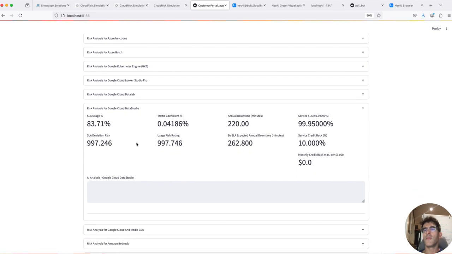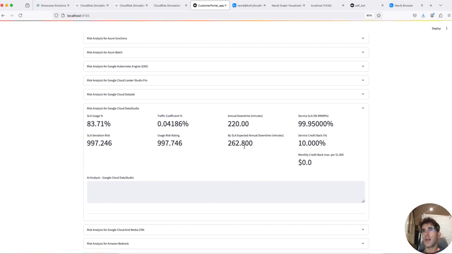Google Cloud Data Studio has used 83% of its SLA. The SLA service is at 99.95%, as is traditional for Google Cloud products. The risk deviation rating is relatively good. Out of 999 points, they have 997, so they just lost 3 points over the year. These are our proprietary metrics.